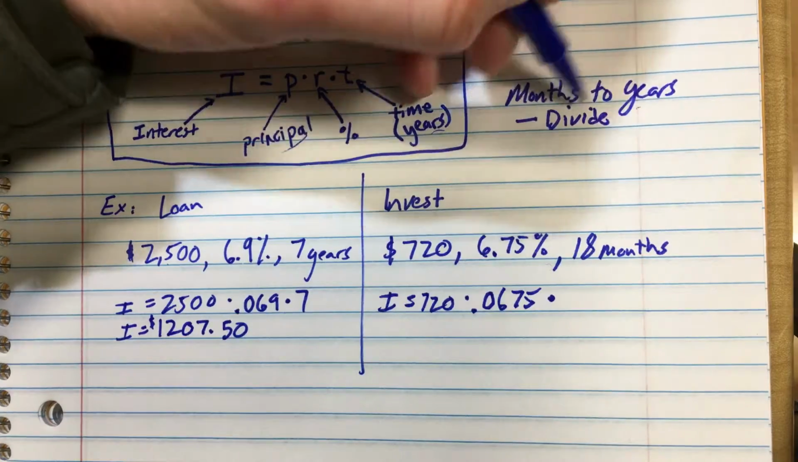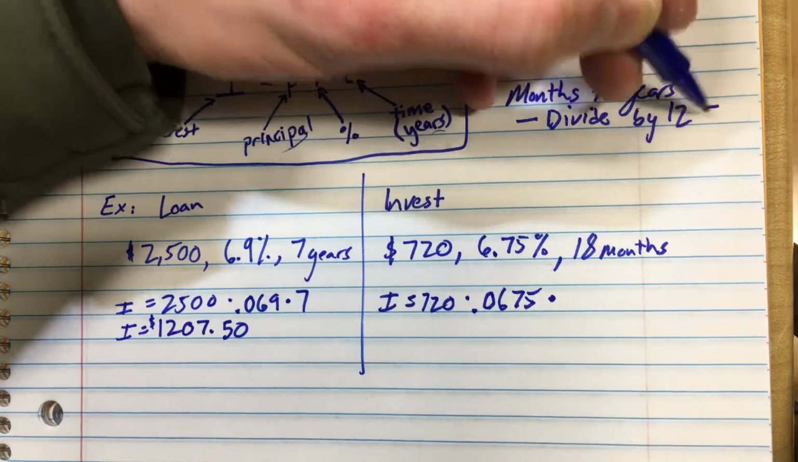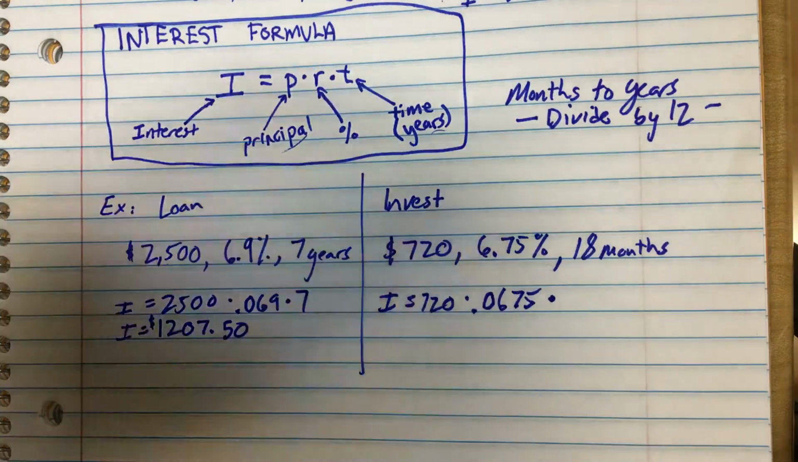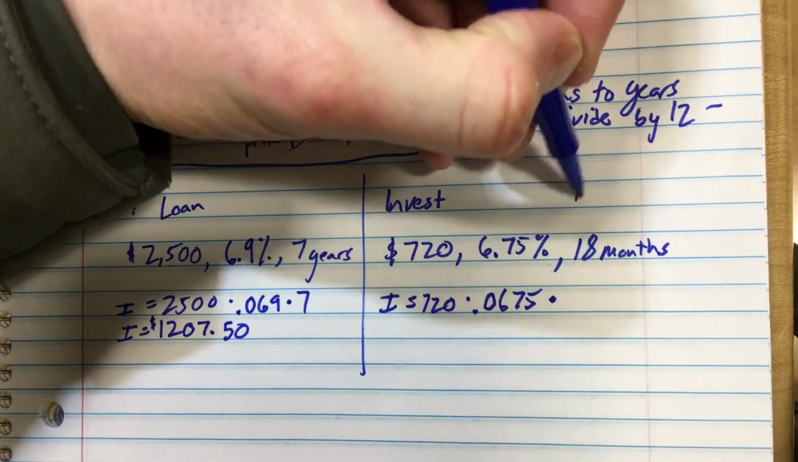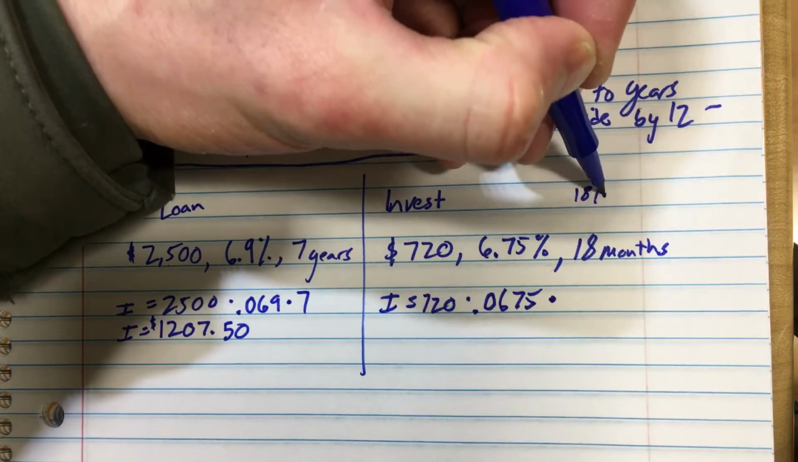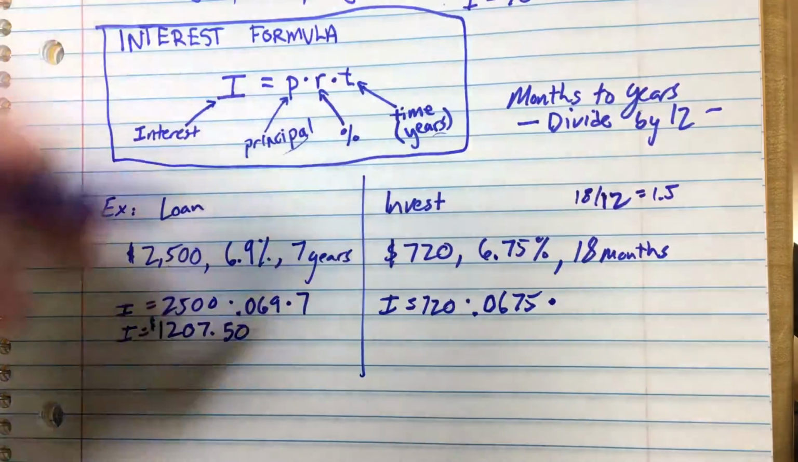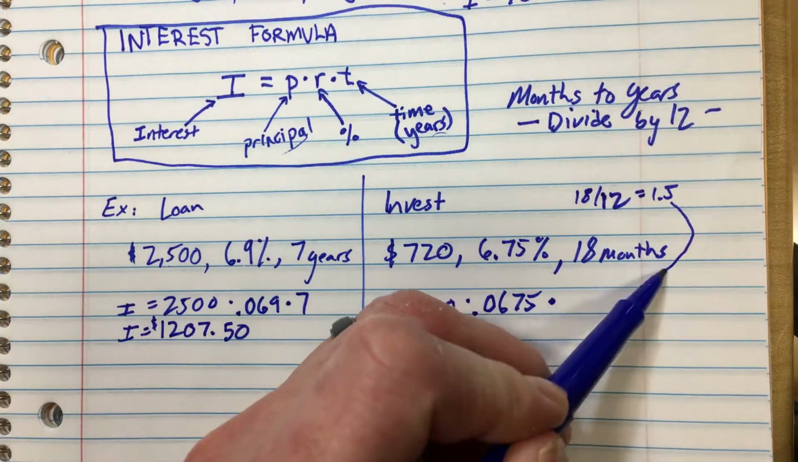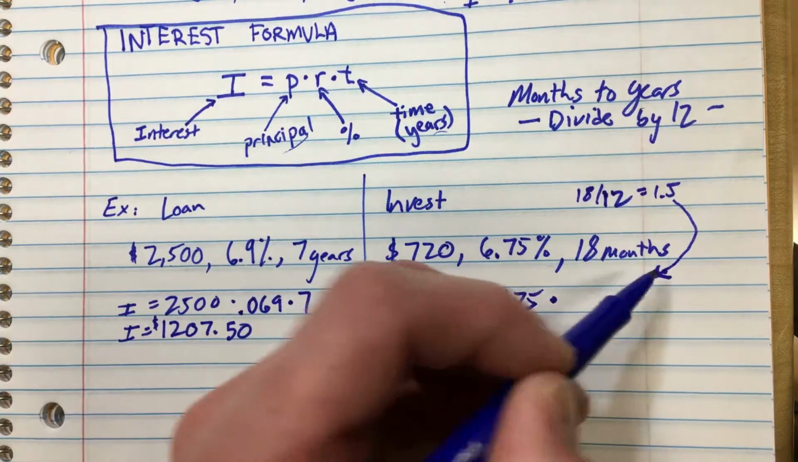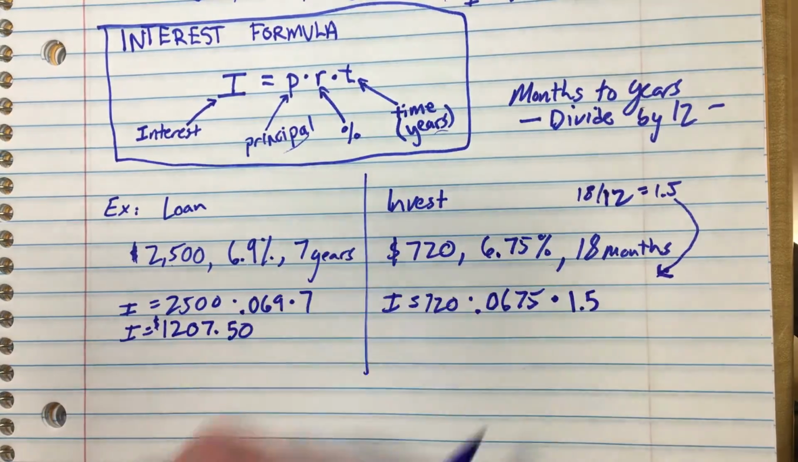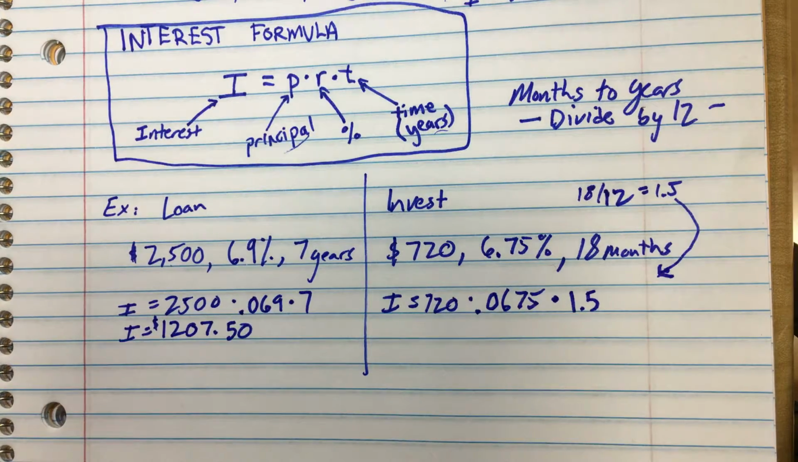Divide by 12. Why 12? Because there's 12 months in a year. So on this one, 18 divided by 12 gives me a year and a half, 1.5. So that's what I'm going to multiply. My 1.5 is going to go down in here. Okay, and then from there, boom, I'm going to multiply.